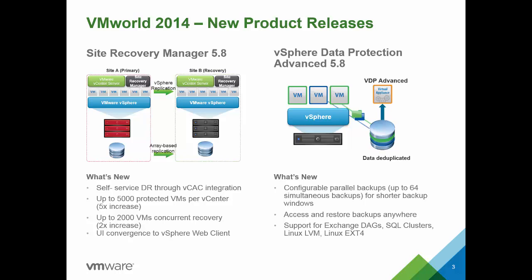Next up, we have the vSphere Data Protection Advanced 5.8. This has given us the ability to now do parallel backups, and you can do up to 64 simultaneous backups at one time. So what this is doing for you is it's shortening the amount of time it takes to be able to back up more VMs.